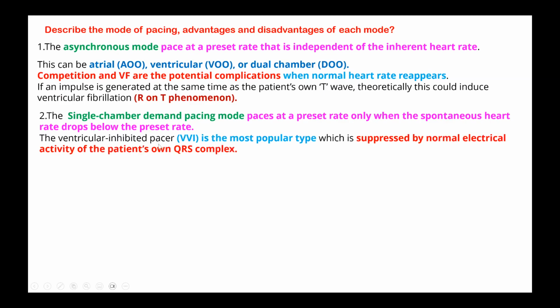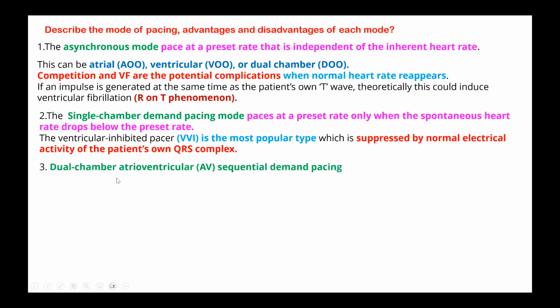So the ventricular inhibited pacer. This is called VVI, the most popular type, and it is suppressed by normal electrical activity of the patient's own QRS complex. That is, whenever the myocyte contracts, it will withhold its stimulus and adjust it in the ventricle. So this is like your SIMV, whereas the earlier one is more like controlled ventilation, where you deliver a particular breath at a particular rate. With this analogy you will be able to understand easily. So this is a sequential adjusted stimulation.